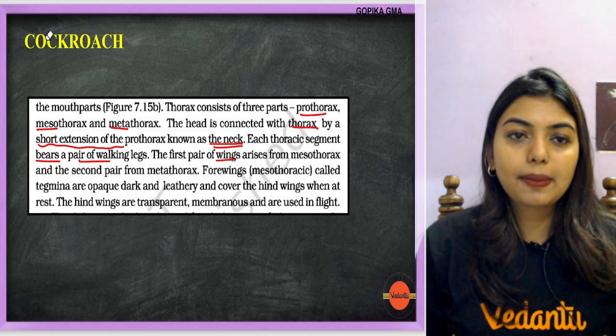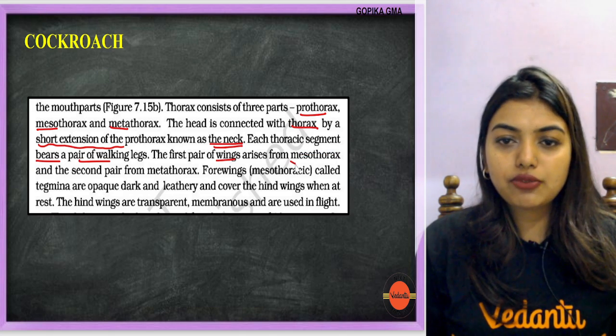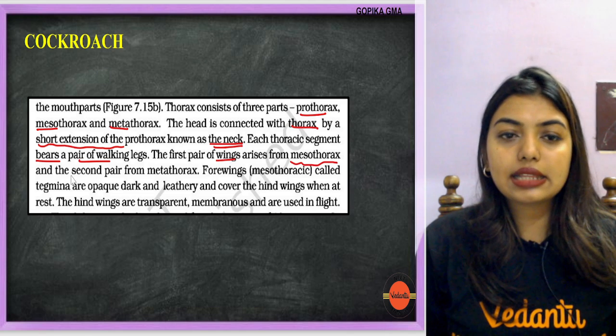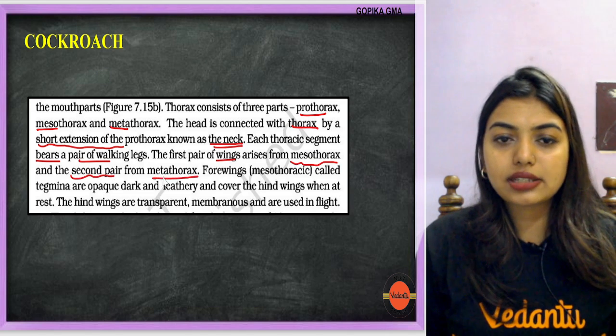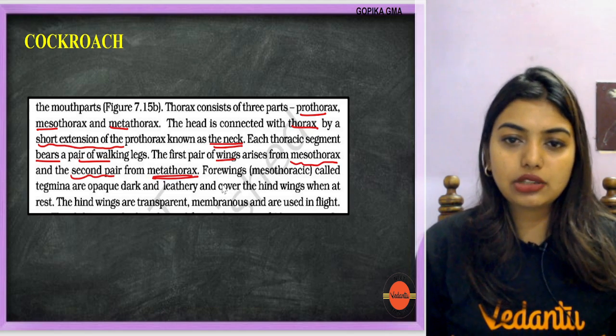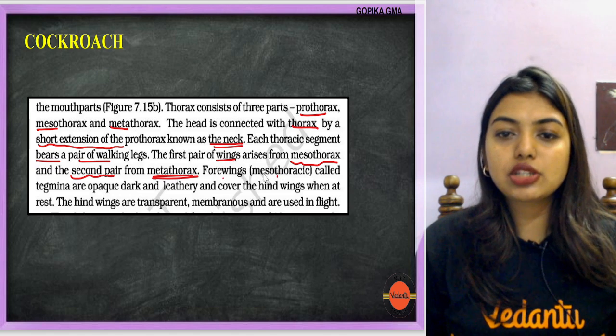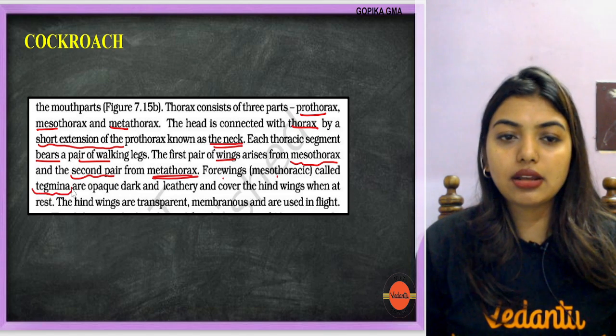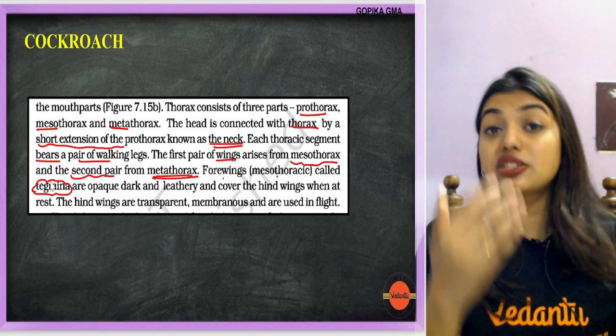Scratched it up. The first pair of wings arises from the mesothorax, and the second pair from the metathorax. The four wings, that is the mesothoracic ones, are called tegmina. Tegmina, very important. The first wing is then a forewing.